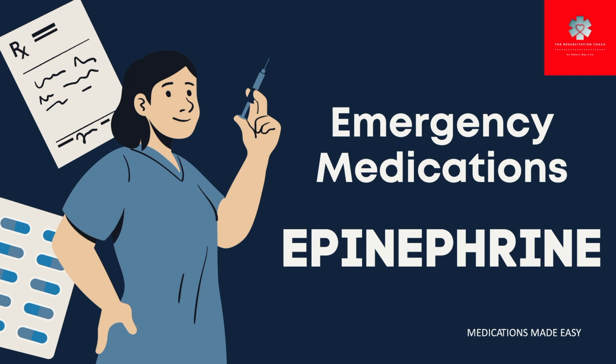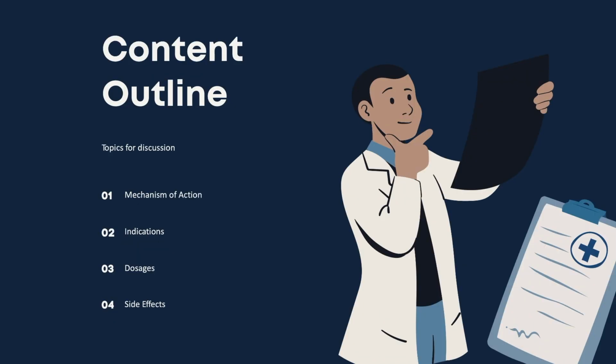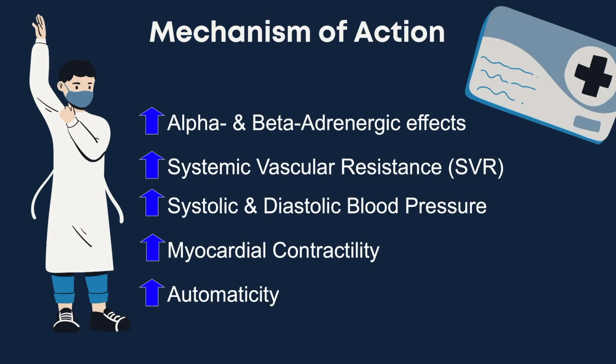Epinephrine, or epi, also known in most parts of the world as adrenaline, is probably the most widely known and used emergency medication. In this video, we will review epi's mechanism of action, indications, dosages for both adult, pediatric, and neonatal resuscitation, and also review some of the side effects.